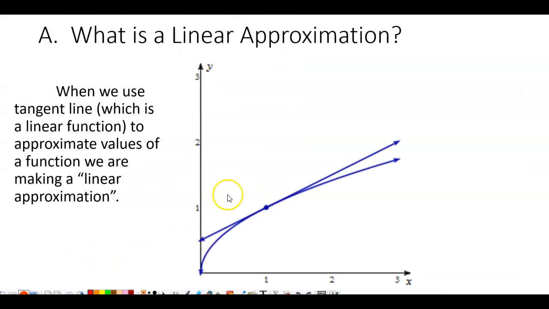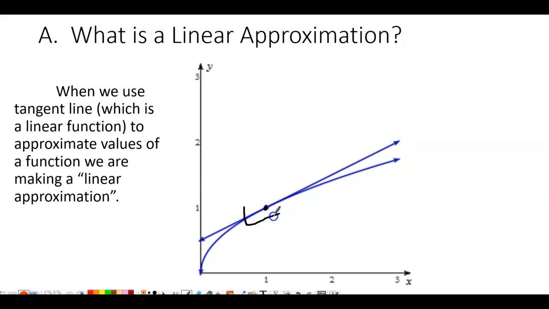All right, so what is a linear approximation? A linear approximation is when we use a tangent line, which is a linear function, to approximate the values of a function, and that's what we call a linear approximation. So here I've got this curve, but on top of it I've got this straight tangent line, and that tangent line is a really good estimate for this curve.